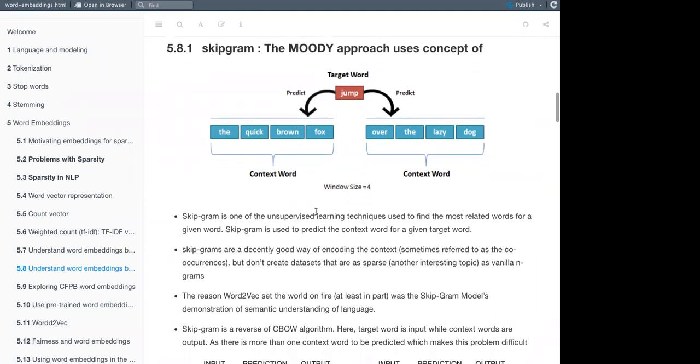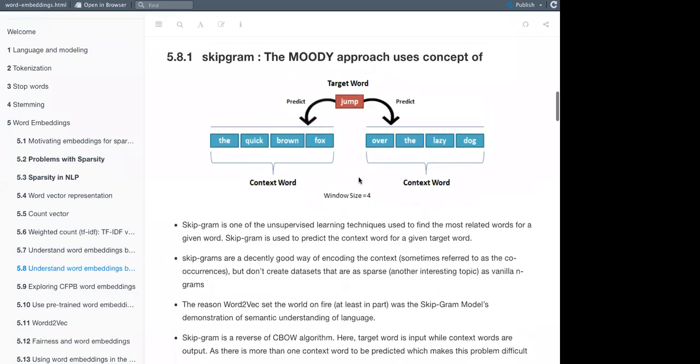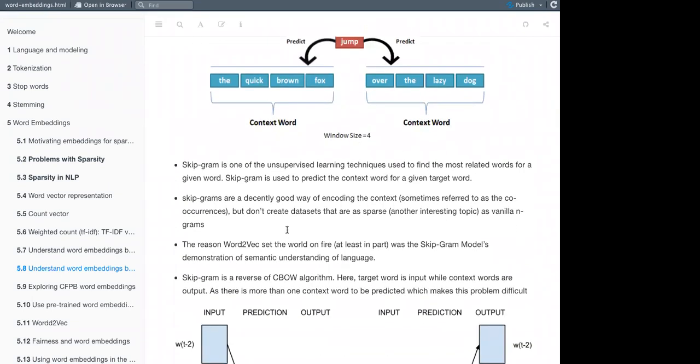Skip-gram is unsupervised, of course. You just give it the word and ask it to find the context words. So it's one of the unsupervised techniques you use to find the most related words, given a word. And they are actually good at encoding context, skip-gram, because unlike TF-IDF, which has no context, skip-gram gives a context.